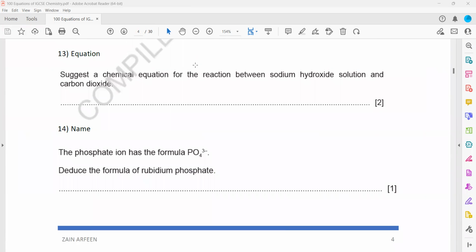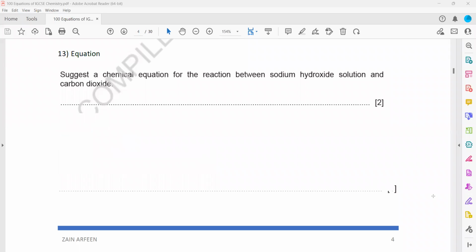Then in question 13, suggest a chemical equation for a reaction between sodium hydroxide and carbon dioxide. So sodium hydroxide is a base, carbon dioxide is an acidic oxide. When they mix with each other, the product will be sodium hydrogen carbonate. So it will be NaHCO3. And this equation is balanced.